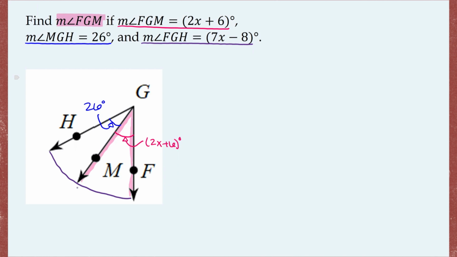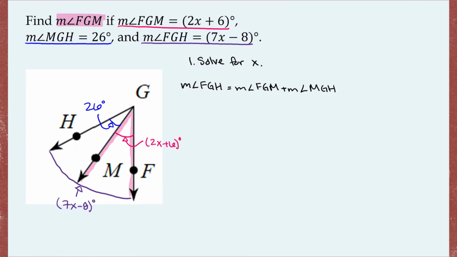So first step, strategy here: highlight what you're trying to find, label your picture, and then we're going into breaking down the question. We're going to do this in two parts. Step one, we're going to solve for x. Another strategy here is I like to write out the equation first, where I'm just writing the information without any of the numbers and variables. So the whole angle FGH is equivalent to the two smaller angles added together. Then I'm going to replace from our diagram what we know, or the sentence if you didn't label your picture. So we have 7x minus 8 equals 2x plus 6 plus 26, because we're adding those two smaller angles.